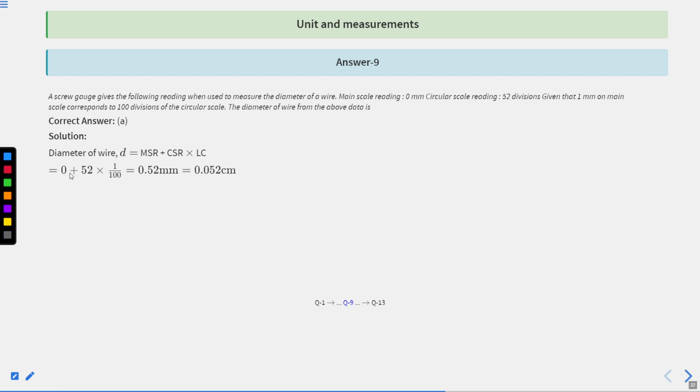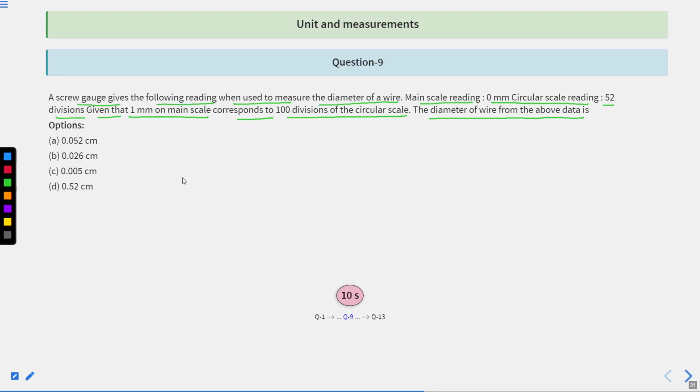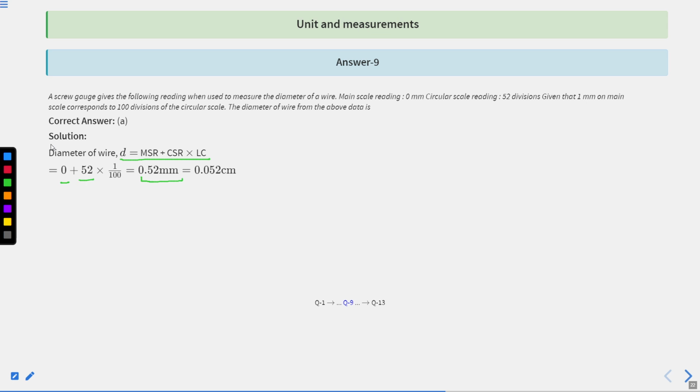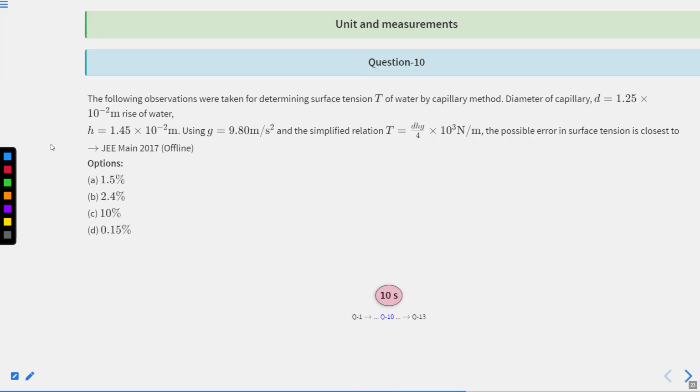Now, solution: diameter of the wire D equal to MSR plus CSR into LC. And the given values: MSR is 0, CSR 52 and LC 1 by 100. So answer is 0.52 mm. Clear? A option is correct. Converted into centimeter. Clear? 10th question.